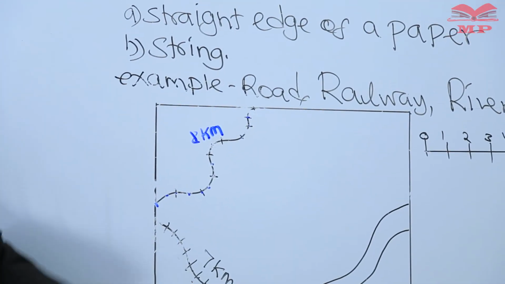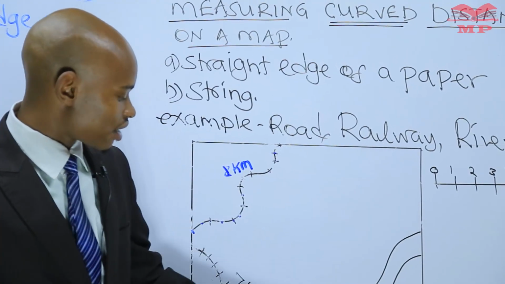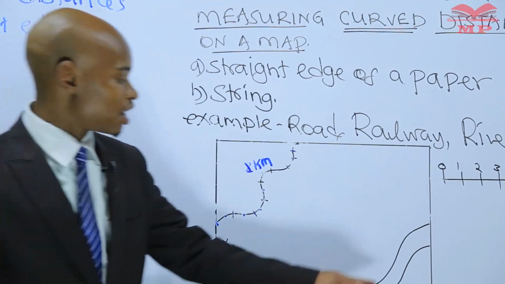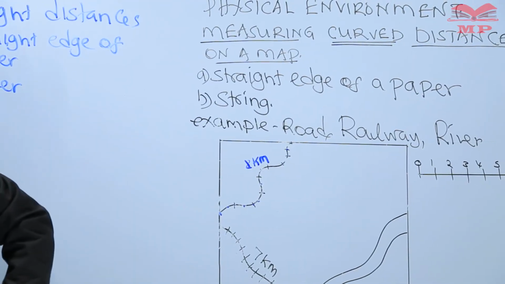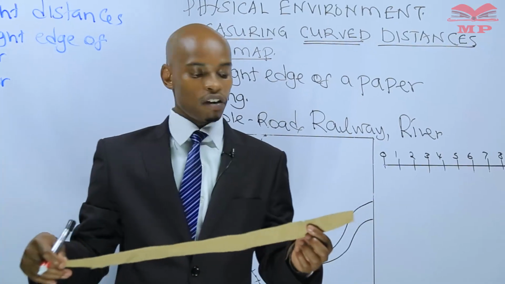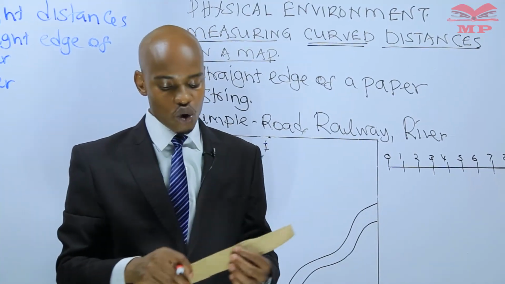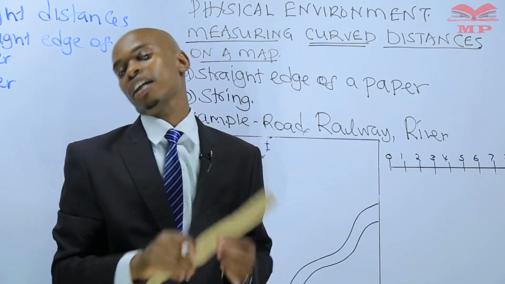river. This is railway, and we shall have our third example as this meandering road. So let me have another straight edge of a paper. And the reason why I'm taking another straight edge of a paper is because you are supposed to use a straight edge of a paper that has no marking.